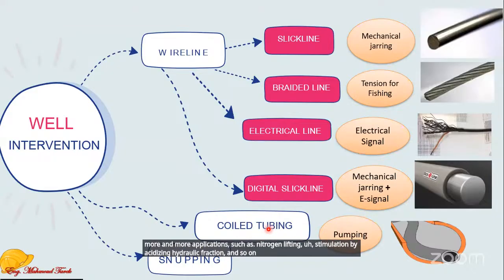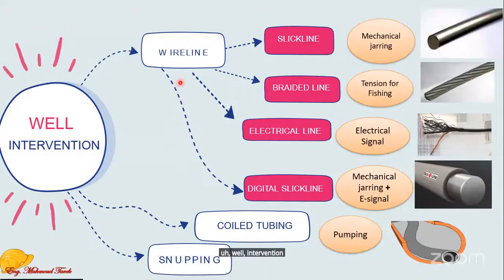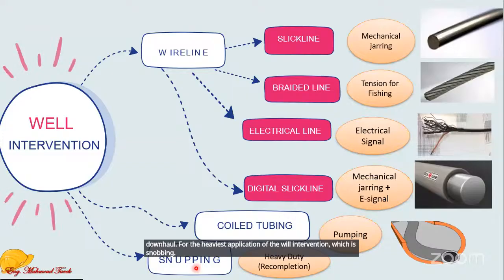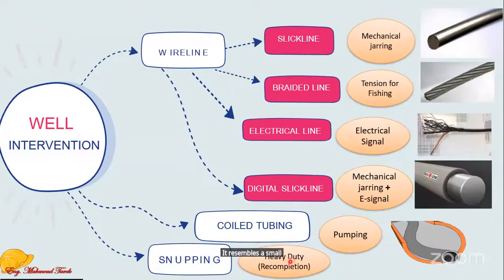Also, coil tubing, as we said, is a heavier well intervention technique than wireline, so it can apply more and more force downhole. The heaviest well intervention application is snubbing. It resembles a small workover and can make a recompletion by pulling the production tubing. Okay.